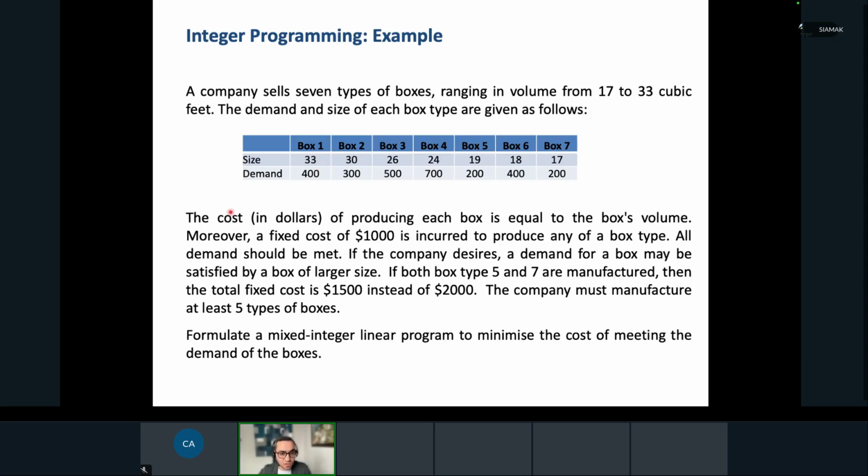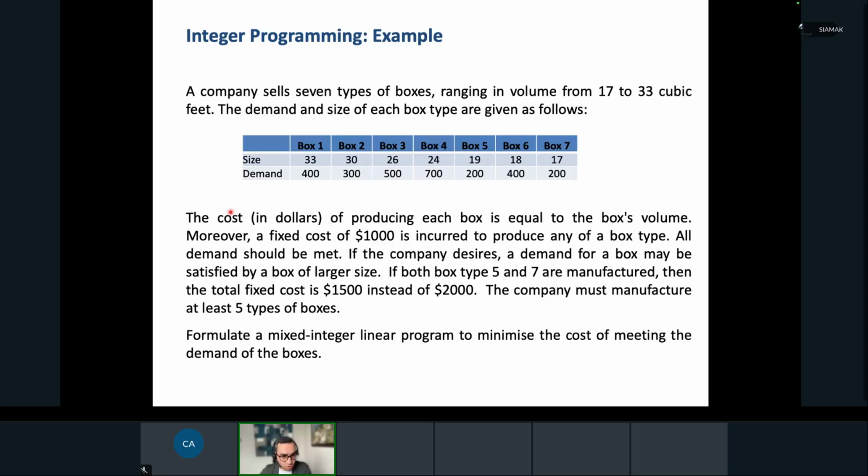Moreover, a fixed cost of 1000 is incurred to produce any of a box type. So if you want to produce any of these boxes, then you have to pay $1,000. This is the fixed cost. This is like the machinery that we had for the shirt, shorts, and pants example. That's a fixed cost essentially. So if you buy the machines or whatsoever that you need to produce this box, which costs you 1,000, then you can produce them.